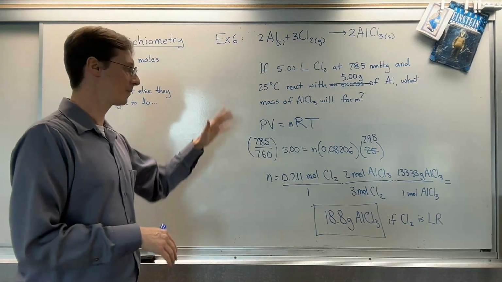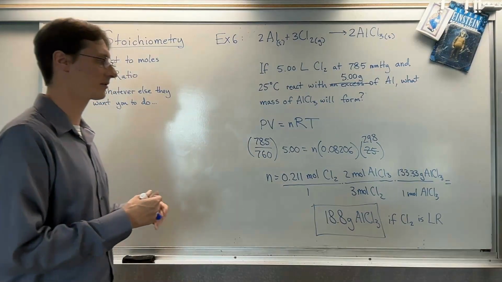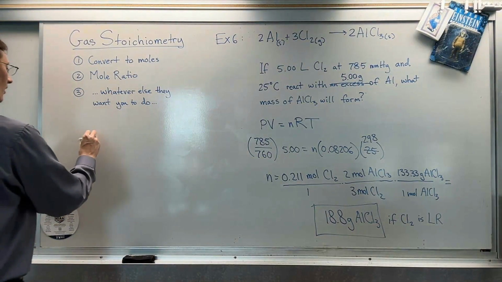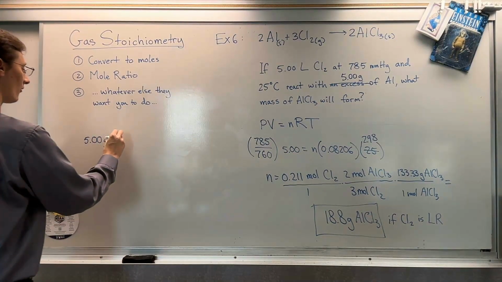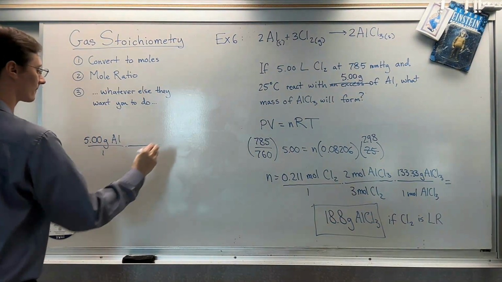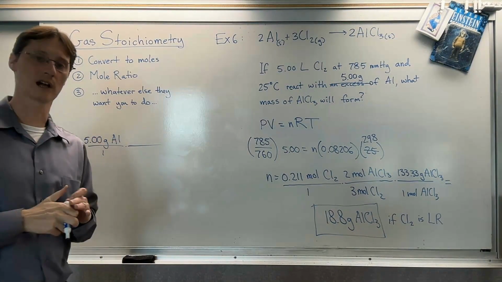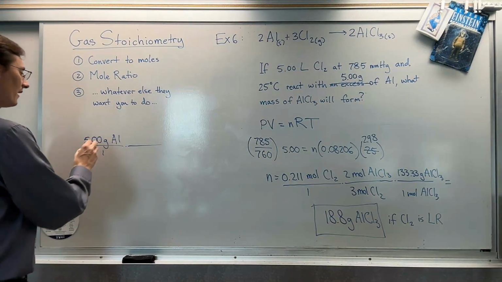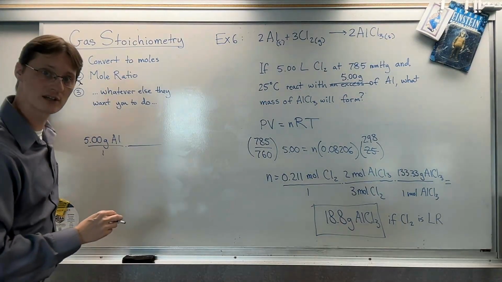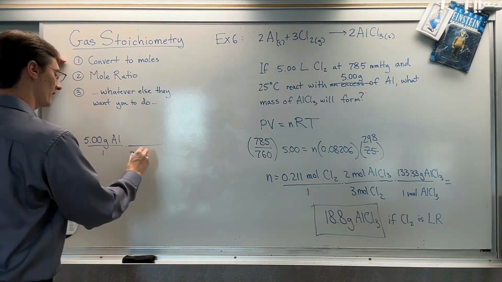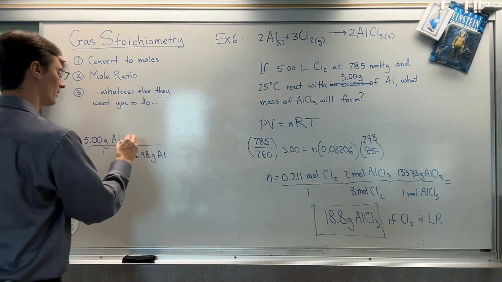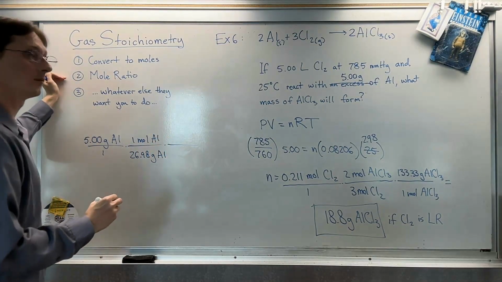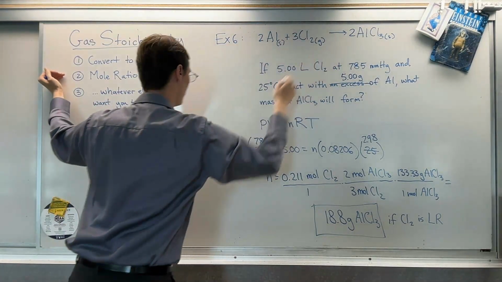All right, now, based on the work that I've already done right here, the work that I'm going to choose to do is this. I'm going to say, what if all 5 grams of the aluminum reacts? How much aluminum chloride would this produce? Okay, all right, so let's run through that. 5 grams of aluminum. Convert to moles. 26.98 grams of aluminum per 1 mole of aluminum. Mole ratio, 2 to 2.